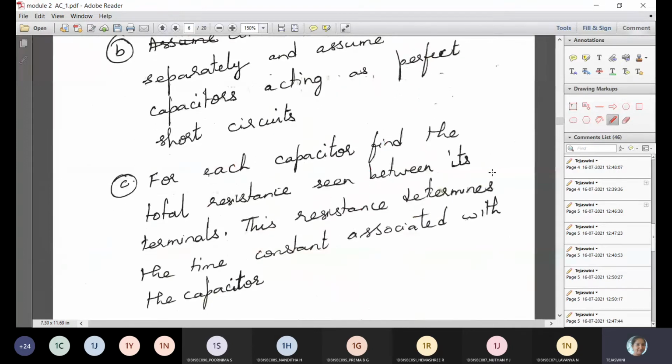So for each capacitor, find the total resistance seen between its terminals. This resistance determines the time constant associated with the capacitor, the RC time constant. The resistance not only plays a role in making the circuit frequency dependent, the capacitor is also required to make it frequency dependent. Is this clear now? The procedure to find the corner frequencies or breakover frequency? Yes, ma'am.